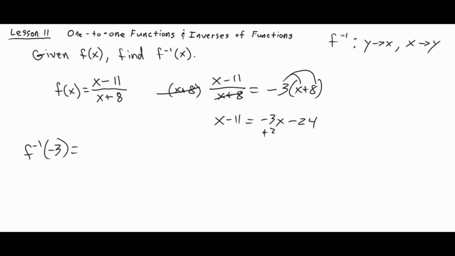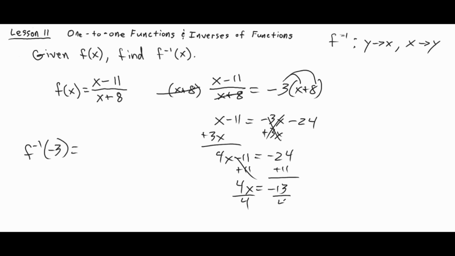And now I'm going to add 3x to the right, add 3x to the left, cancel, and we get 4x minus 11 is equal to negative 24. Then I'm going to add 11 to both sides, and I get 4x is equal to negative 24 plus 11 is negative 13. Divide by 4, divide by 4, and I get the same answer I got before.